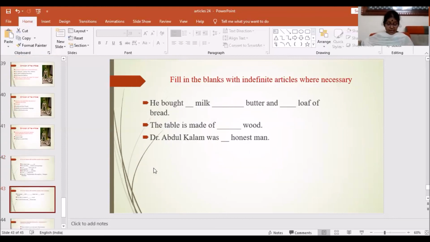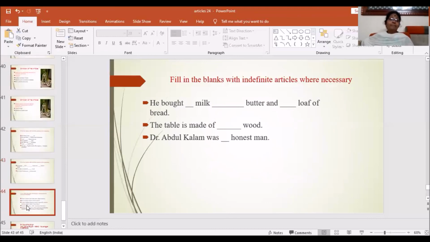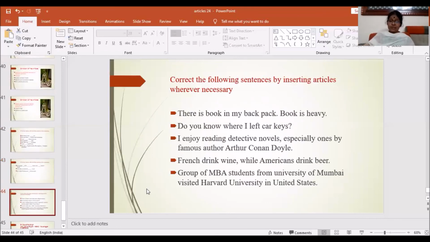For example, he bought milk, butter, and a loaf of bread, right? The table is made of wood, right? Dr. Abdul Kalam was an honest man. Now, there are some sentences over here. Just try to see if any article should be inserted. There is a book in my backpack, right? Then the book is heavy. A specific book we are talking about, right? Do you know where I left the car keys? Because I'm talking specifically about car keys.